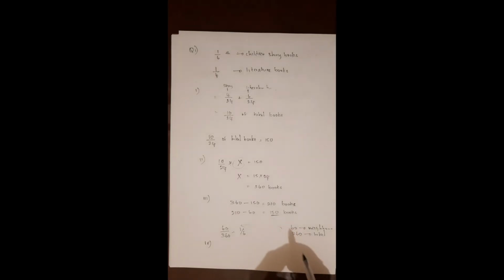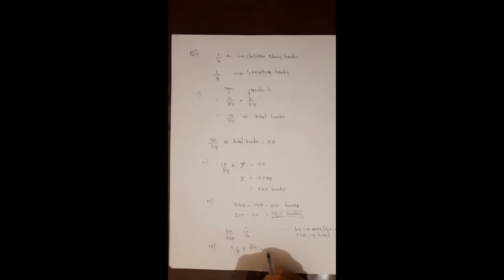And the next part is, there is a fact given. After giving to the neighbor, Ananda sold 3/5 of the remaining books. So after giving to the neighbor, what he has left is 150 books. Out of that, 3/5 he has sold. So which means 3/5 of 150 he has sold. So that would be 90 books. He has sold 90 books.